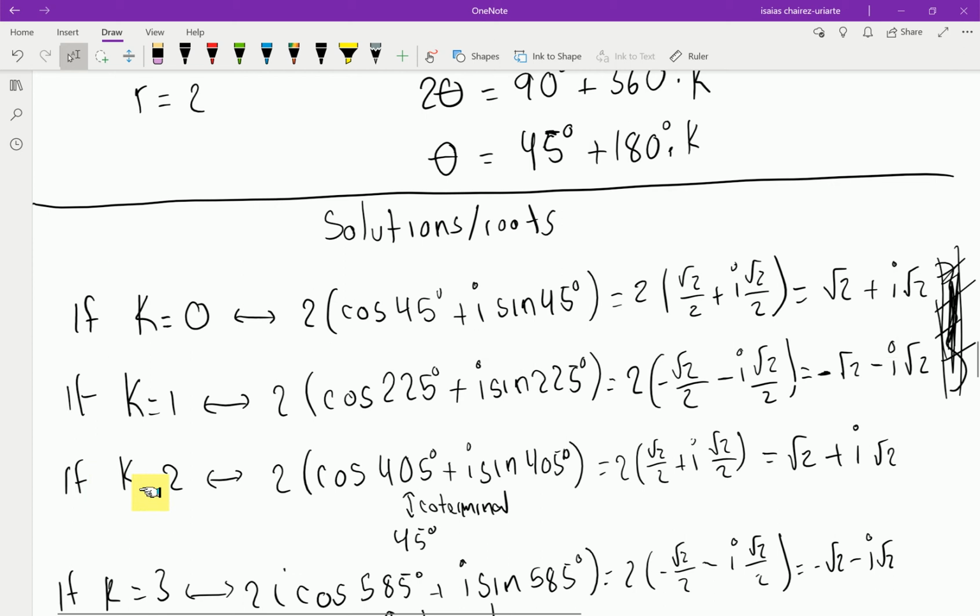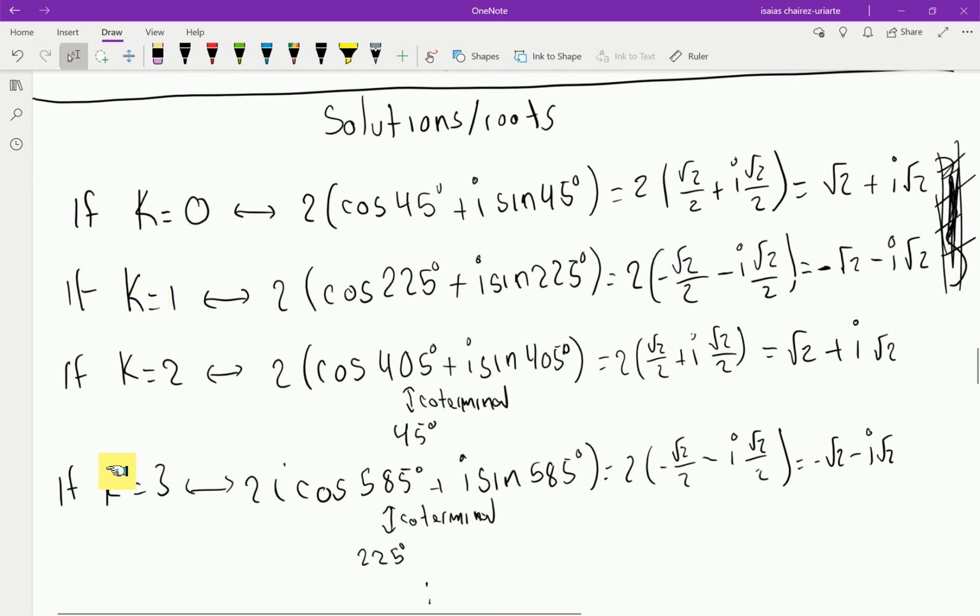Now, if k happens to be equal to 2, then I have 45 plus 360. That's 405. It turns out that 405 is coterminal to 45. And so then I should get the same answer as when k was equal to 0. So k equals 2 gives me the same answer as k equals 0.